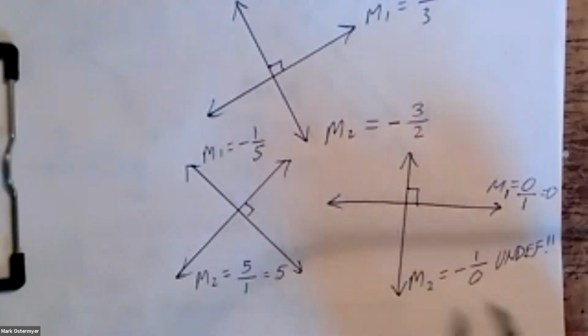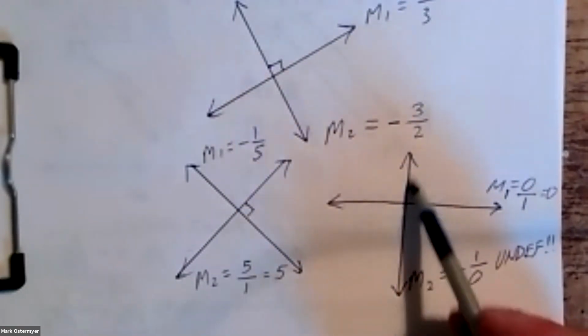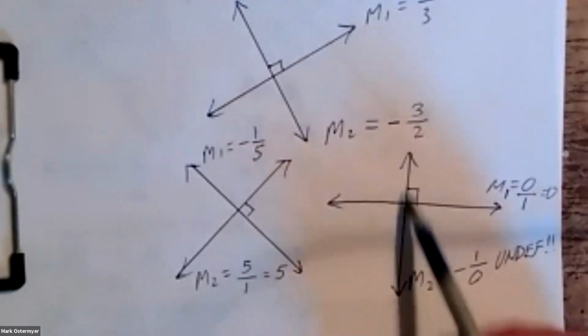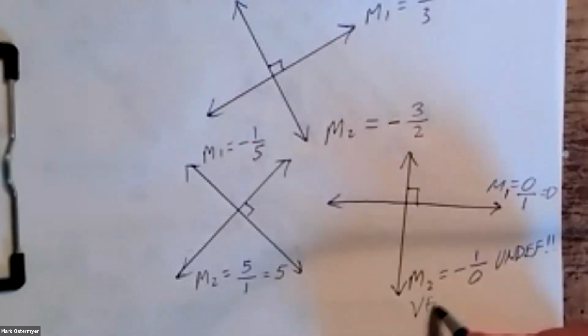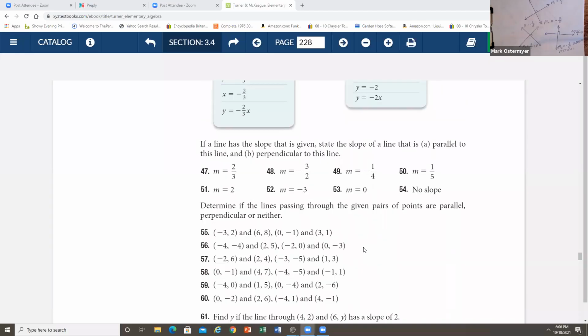What kind of lines have undefined slopes? What kind of a line is this? Well, if this is horizontal, this must be what? Vertical. Yeah, it has to be a vertical line, and that's why its slope is undefined. Okay. So parallel lines have equal slopes, perpendicular lines have negative reciprocal slopes, correct? I said that wrong earlier. That's what I should be saying.